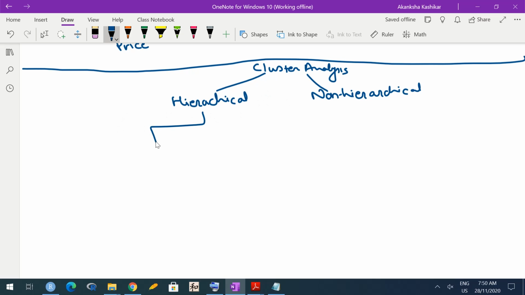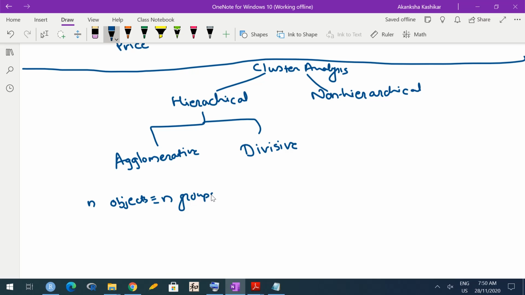In hierarchical clustering there are again two possibilities. There is something called agglomerative and another one called divisive. So what do you do in agglomerative? You start by saying that all your objects, suppose you have n objects, you again have multivariate data. So you have n observations and on each of these observations you are recording p different things. So you have p variables. So you have n observations. In agglomerative clustering, you start by saying that all the n objects are in their own groups. So n objects are equivalent to n groups or n clusters.